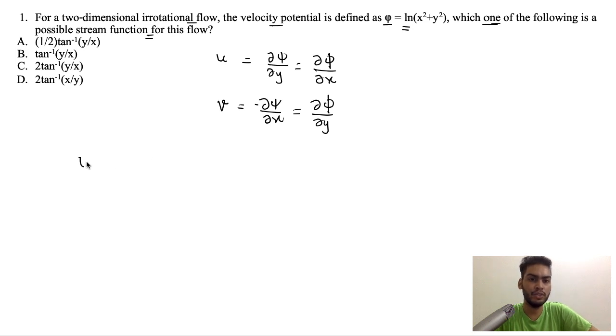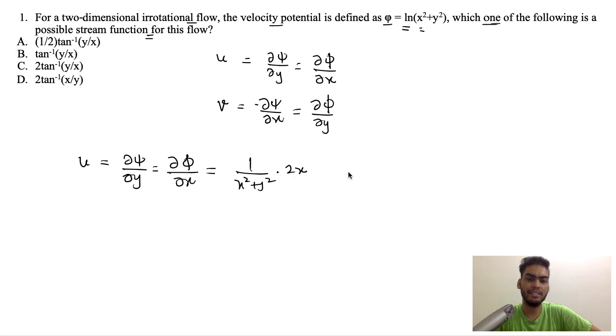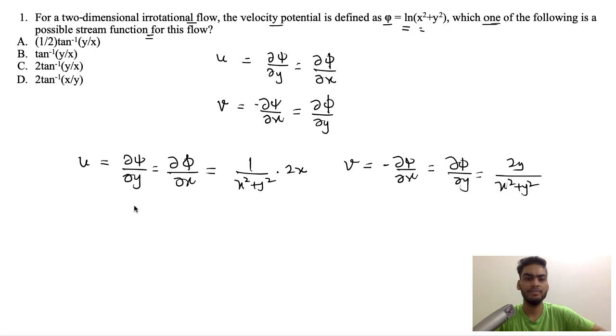So we can use u is equal to del psi upon del y is equal to del phi upon del x. So we differentiate this function with respect to x, so it will be 1 upon x square plus y square times 2x. Similarly, we can also differentiate with respect to y, so we'll obtain minus del psi upon del x is equal to del phi upon del y, or 2y upon x square plus y square. Now we can integrate this function for obtaining the stream function.